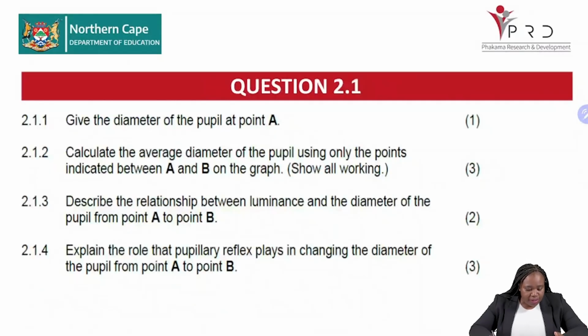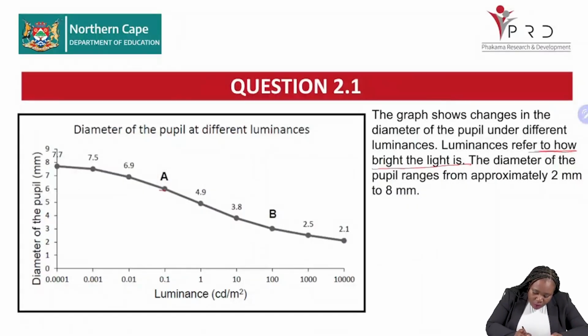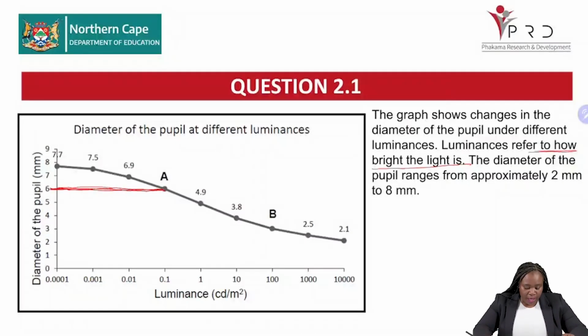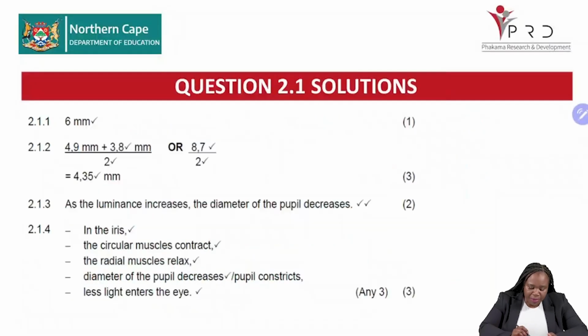So our first question is 2.1.1. Give the diameter of the pupil at point A. So let's go back and look at point A. Point A is what we have here. This simply needs you to have a ruler and check the diameter of the eye at point A. So the luminescence is 0.1 and the diameter is 6 millimeters. The question is asking for the diameter, so our answer here would be 6 millimeters.